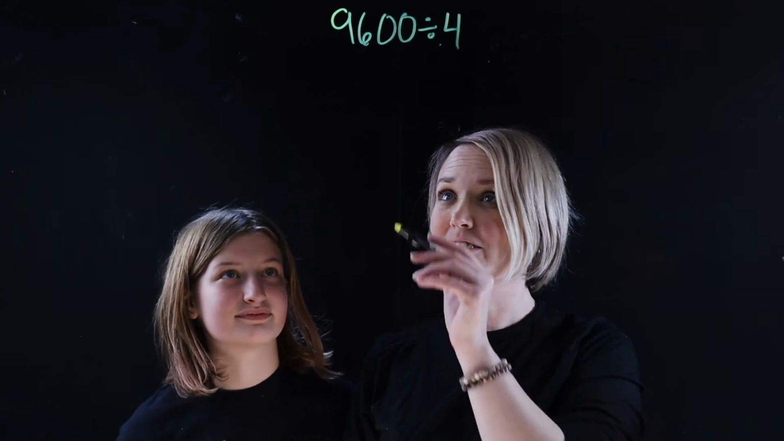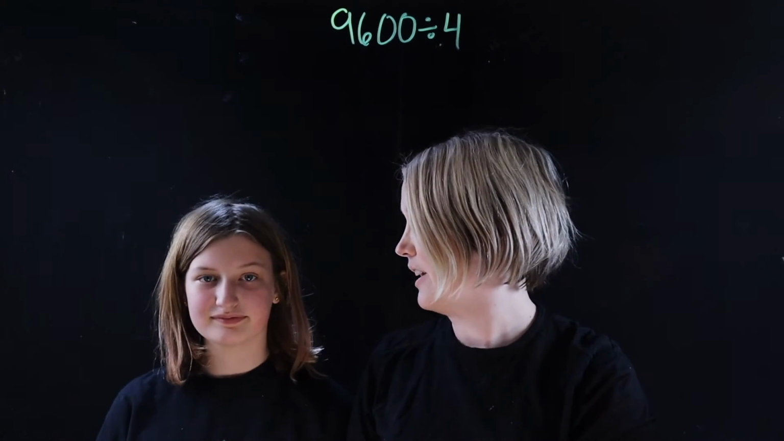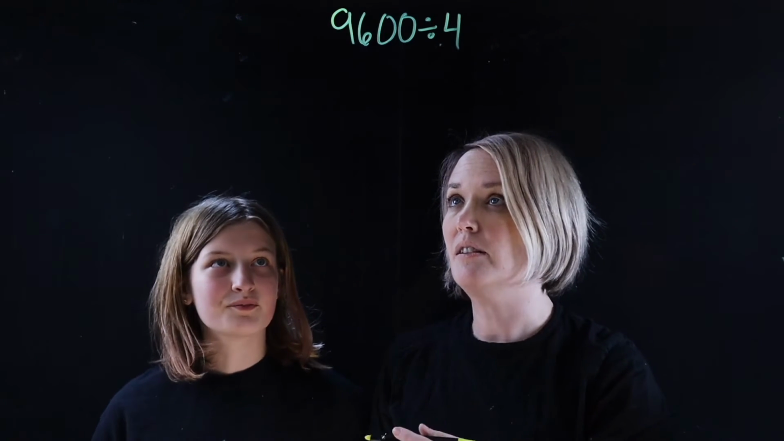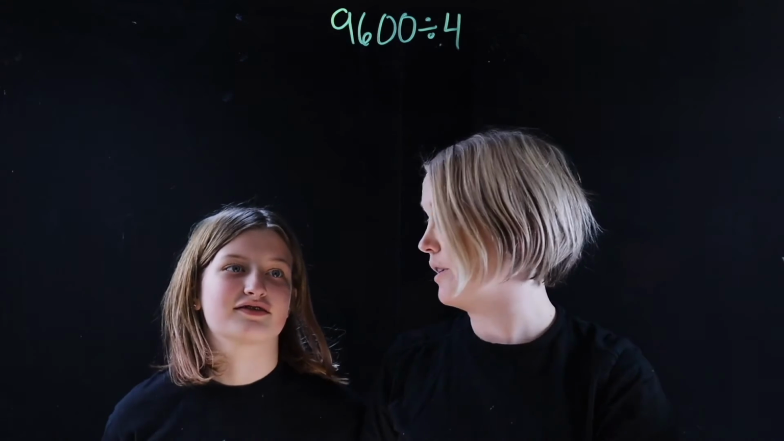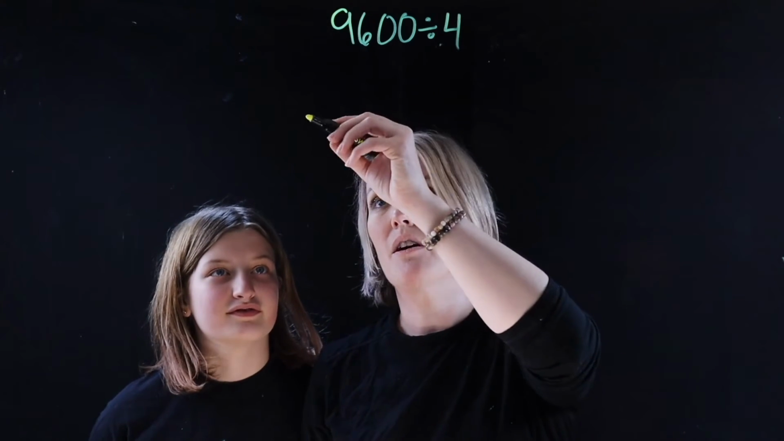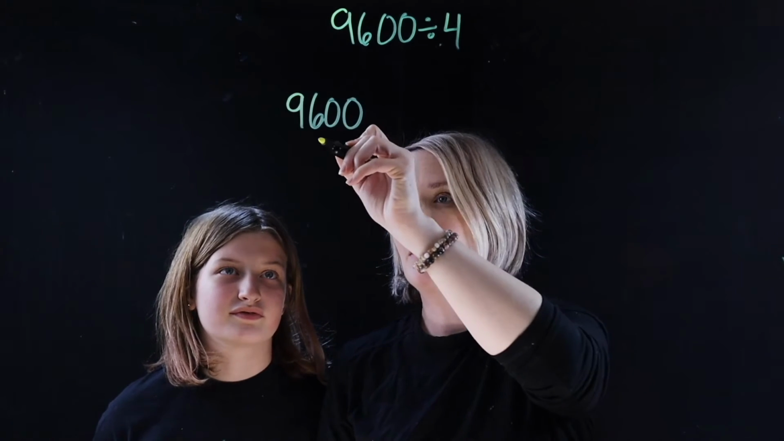Hi everyone. Today we're doing 9,600 divided by 4, and Anna's going to tell us how she thinks of it. Okay, how do you want to solve this, Anna? Well, I want to do that thing where you split and then split again. Okay, so you want to make 4 equal groups. Let's start off with 9,600, and we'll split it into 2 equal groups.